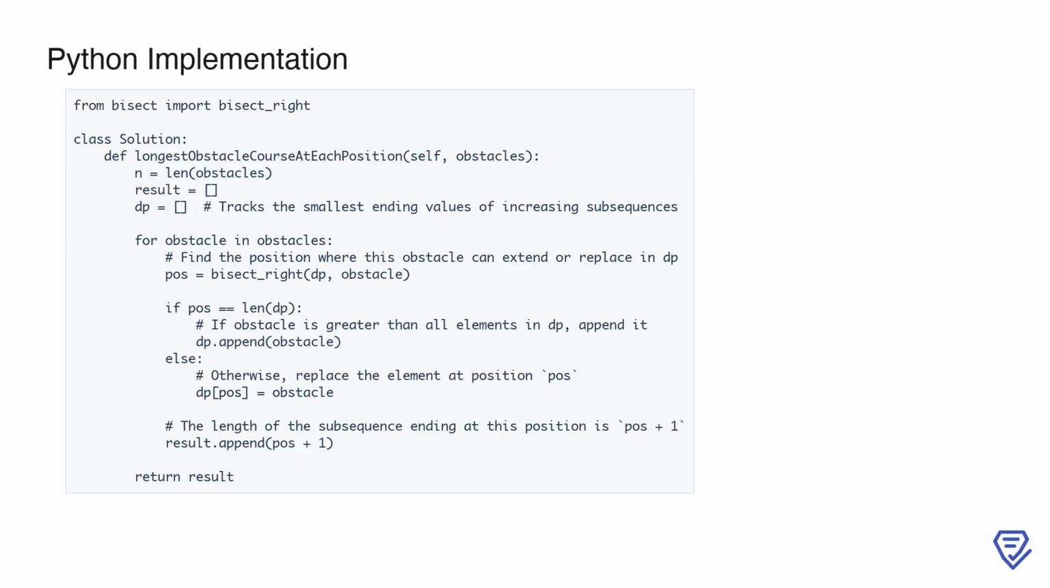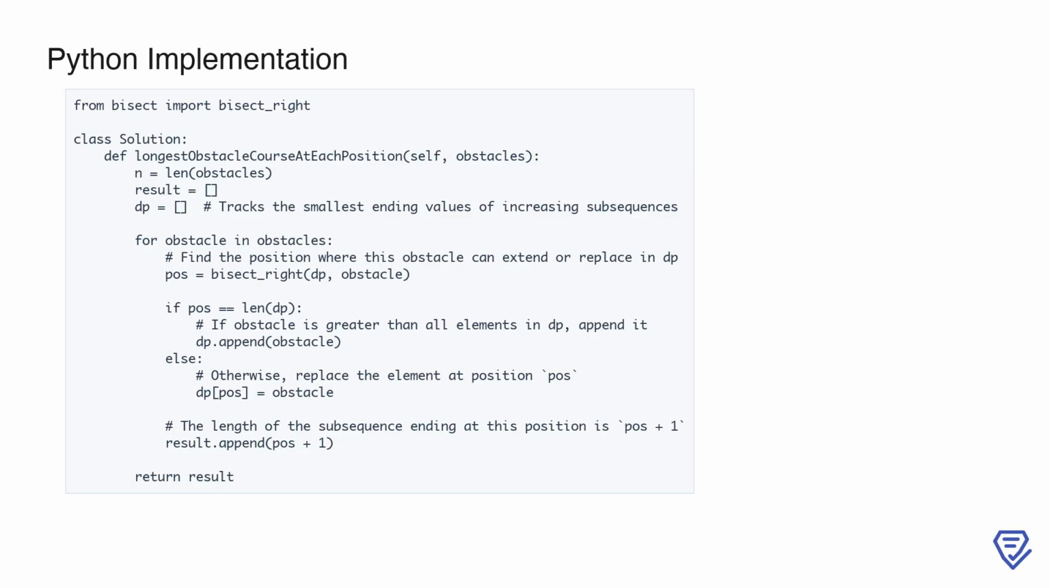3. Initialization. n is the length of the input list obstacles. result is an empty list to store the length of the longest valid obstacle course at each position. dp is an empty list that will track the smallest ending values of increasing subsequences. 4. Main loop. The code iterates through each obstacle in the obstacles list. For each obstacle, it finds its position in dp using bisect_right. This gives the index where the obstacle can either extend an existing subsequence or replace an element to maintain the smallest possible values in dp.